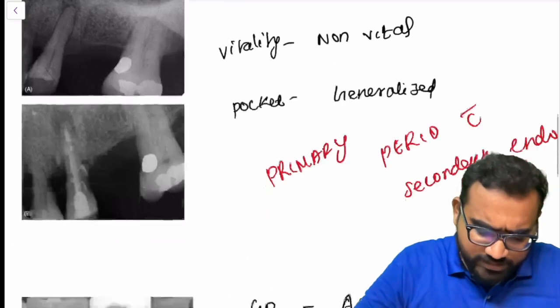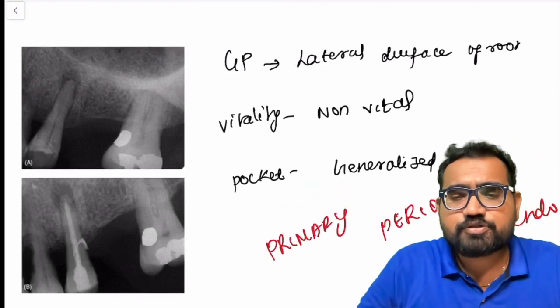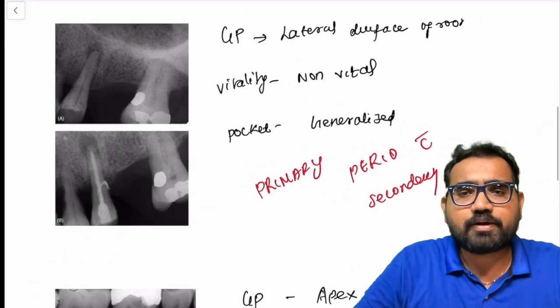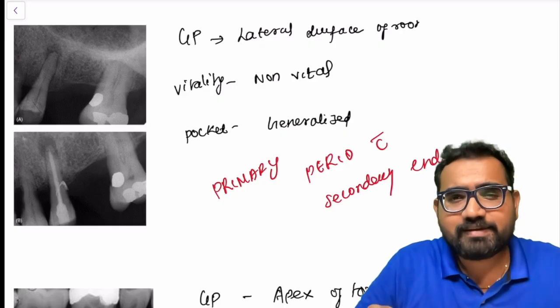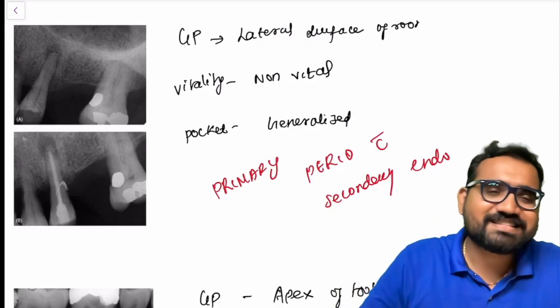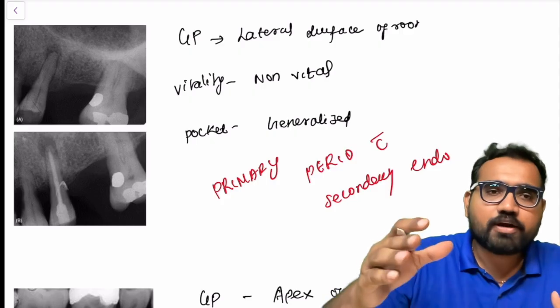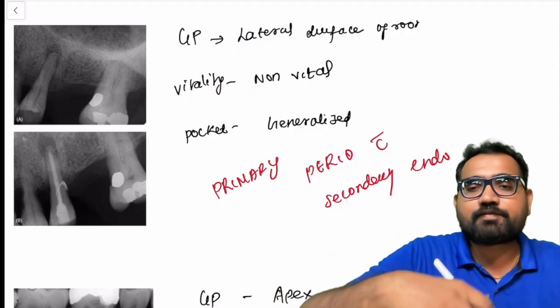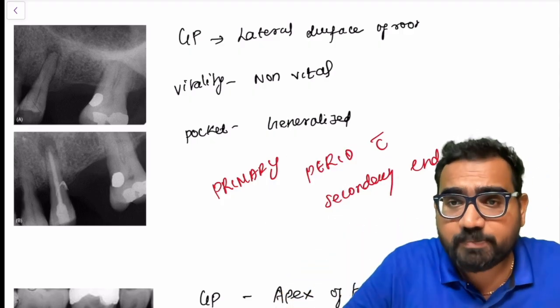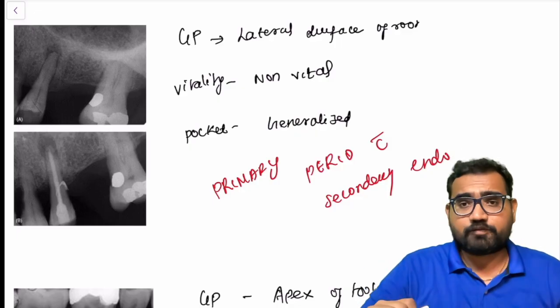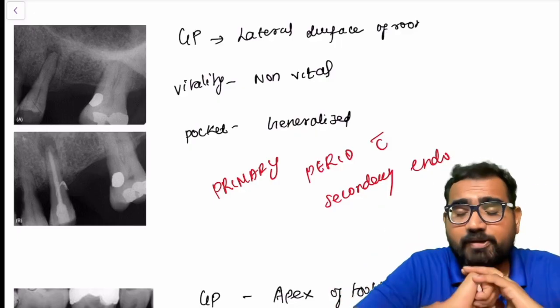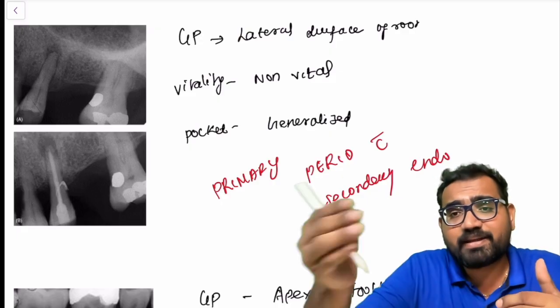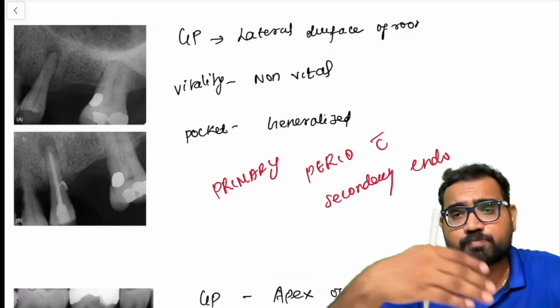Okay, so this case we have diagnosed as primary perio with secondary endo. So what I'll do, I'll do scaling, I'll do root planing, send the patient to endo, do a root canal treatment, and then I'll call the patient after 2 to 3 months. I will evaluate the patient. So this is a very important phase. After 2 to 3 months, I'll call the patient, evaluate, and check for mobility.